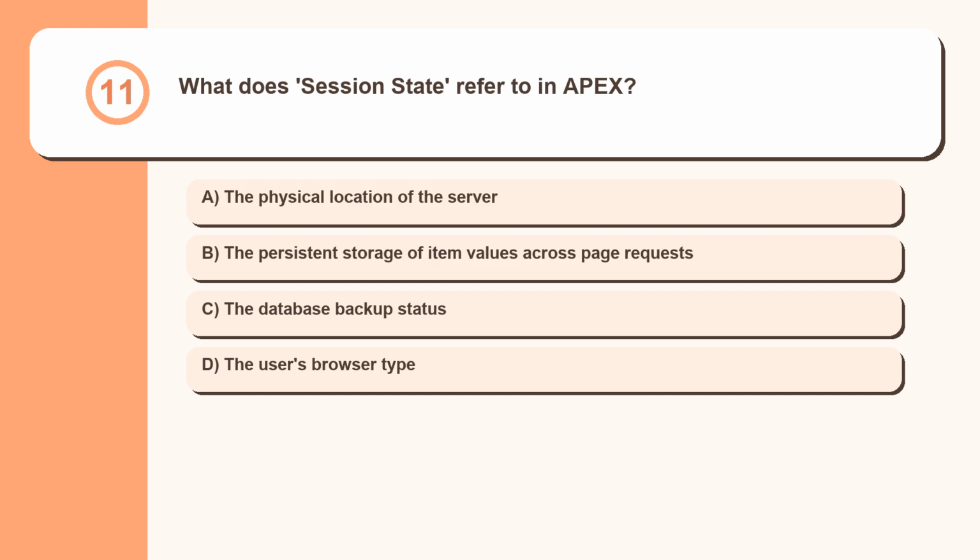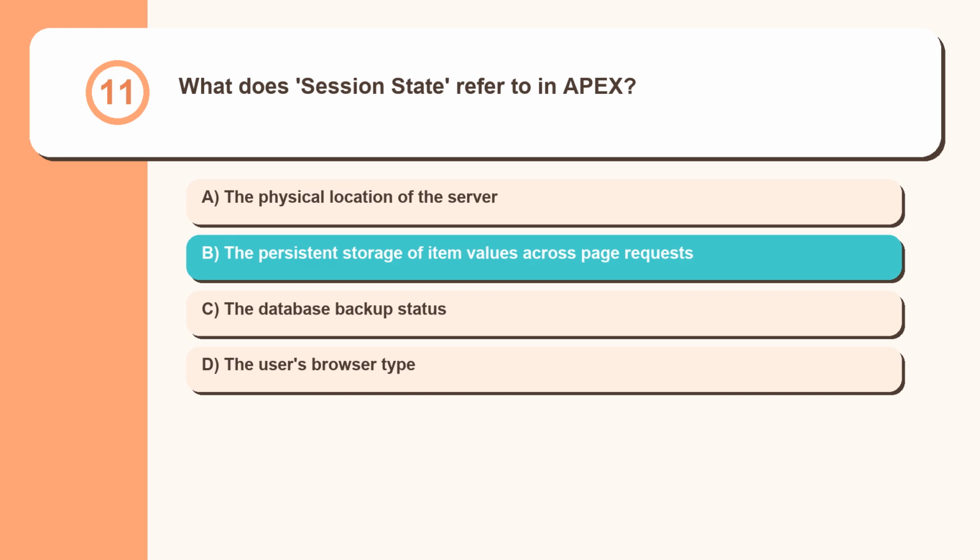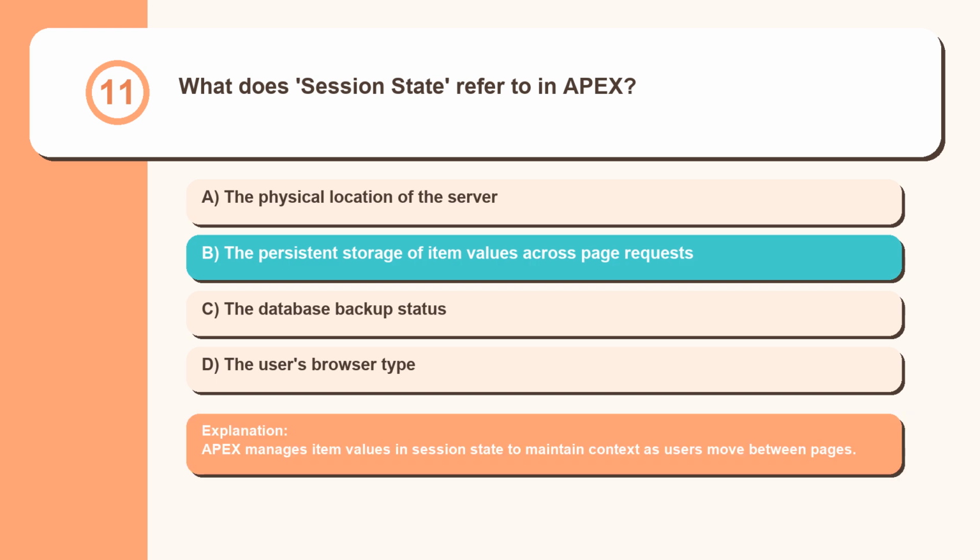Question 11. What does session state refer to in Apex? The physical location of the server, the persistent storage of item values across page requests, the database backup status, the user's browser type. Apex manages item values in session state to maintain context as users move between pages.